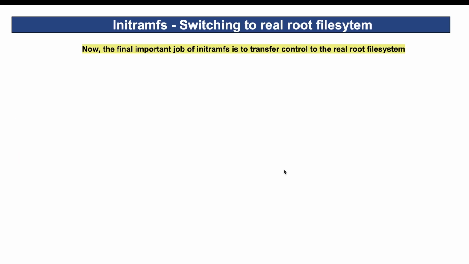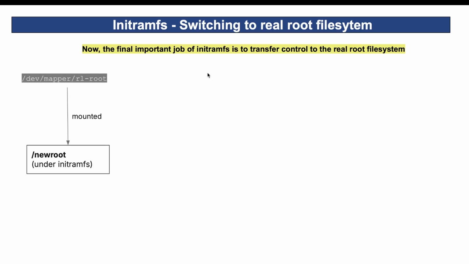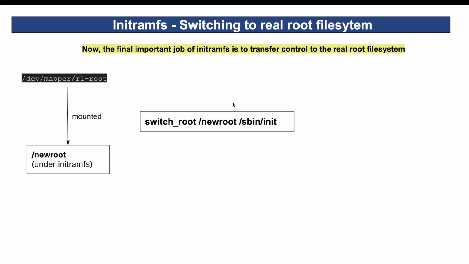Now let's see the last step. This is the final and important job of initramfs, which is to transfer control to the real root file system. Right now the real root file system is mounted at /new_root. So there is a command called switch_root. This switch_root command makes the /new_root file system the new / file system, and then starts the init program from the real root.